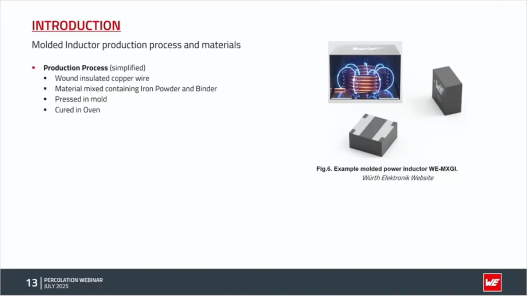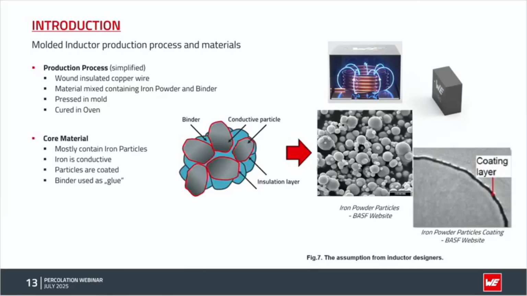Here we can see in figure 6, an example of one of the new generation of our molded power inductors, and it's almost like a copper wire. We press that with some iron powder, so literally a powder. So we put it, we glue it, and then we put it into the oven. And internally, we are speaking about different kinds of particles. Those particles are glued, but not before applying a coating to get a coating layer.